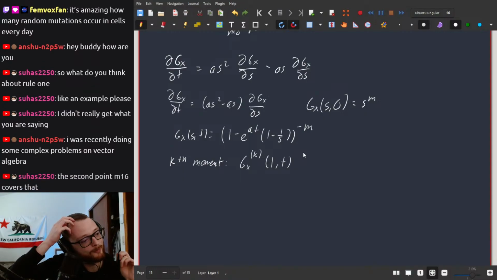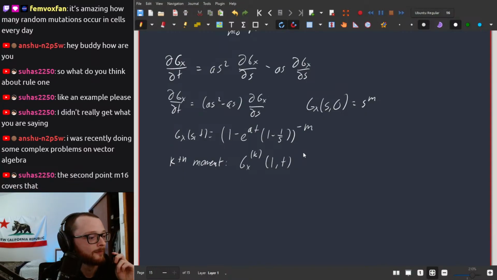Recently some complex problems on vector algebra. Ooh, that's cool. Anshu.